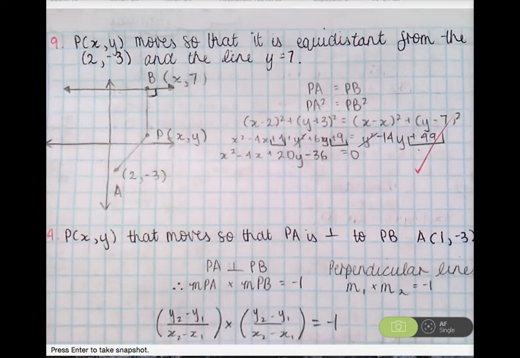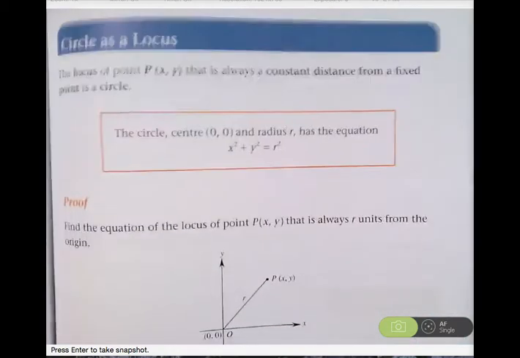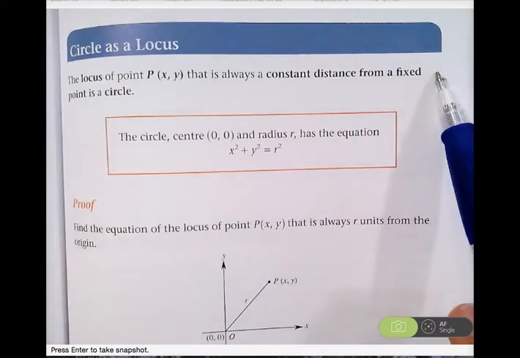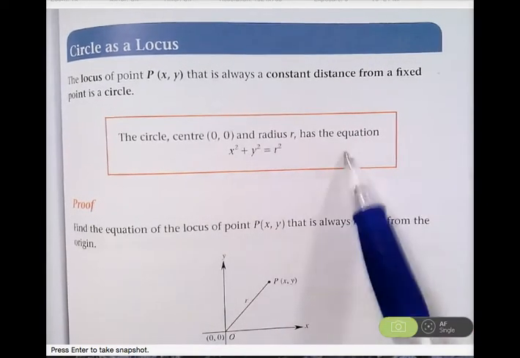Whoever had that problem, did you draw the diagram? This is Gloria's textbook. Thank you, Gloria. Exercise 11.3, circle as a locus. Yes. Can you write this out? The locus of a point P(x, y) that is always a constant distance from a fixed point is a circle. I think I made you write that out yesterday. But this is for a circle center (0, 0), radius r. So I want this first line copied out and this box here.